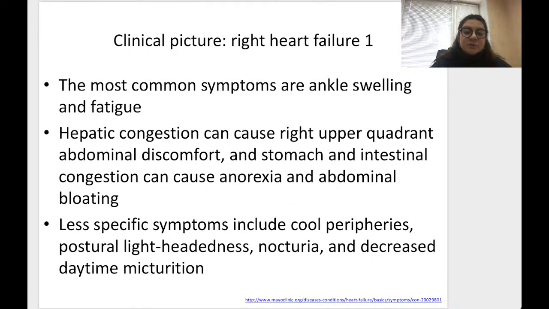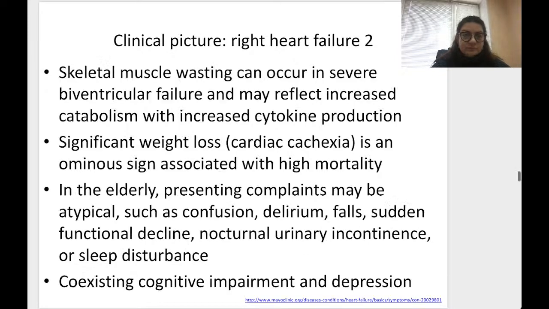The specific symptoms include cool peripheries, postural lightheadedness, nocturia, and decreased daytime micturition. Skeletal muscle wasting can occur in severe biventricular failure and may reflect increased catabolism with increased cytokine production. Significant weight loss, like cardiac cachexia, is an ominous sign associated with high mortality. It can be seen in a very severe patient.